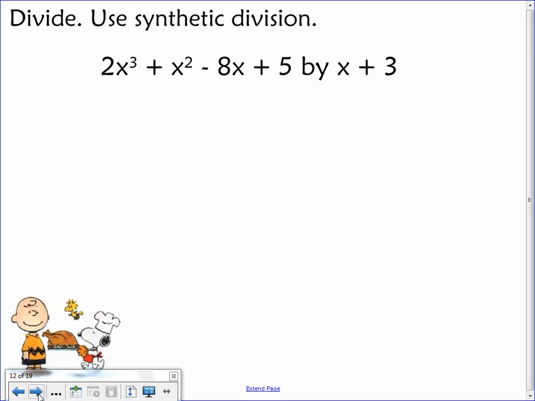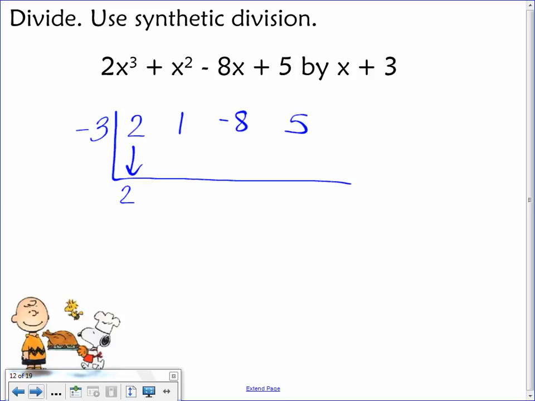All right, is anything missing? Nope, x cubed, x squared, x number. I'm good. So negative 3. So 2, 1, negative 8, 5. We start by dropping that first number straight down. Right. Multiply. Negative 3 times 2.